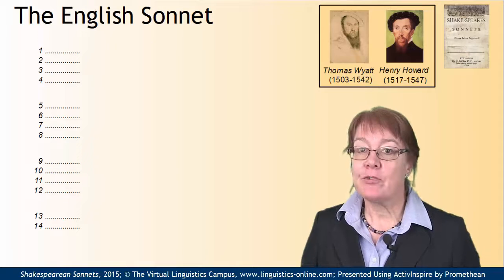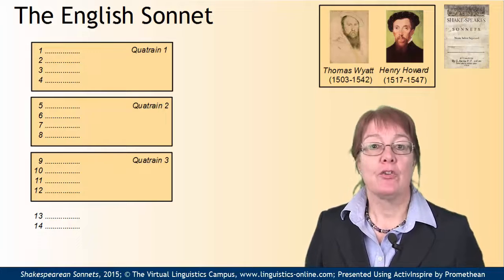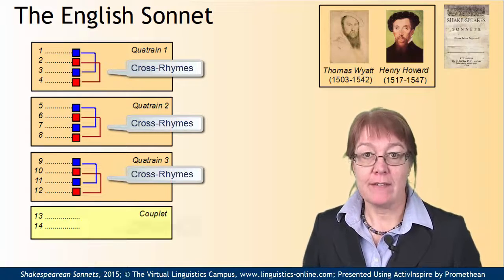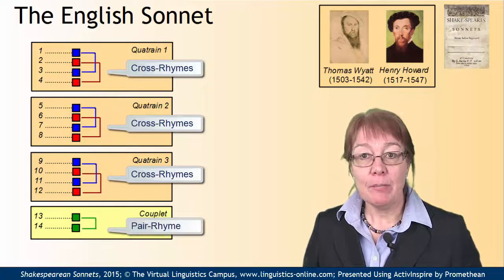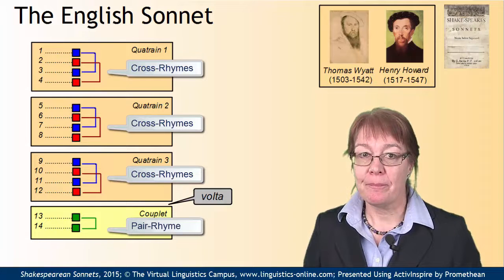The English sonnet can be structured as 3 quatrains, that is, units of 4 lines showing cross rhymes, and 1 couplet, that is, a unit of 2 lines with a pair rhyme. The couplet introduces an unexpected turn of argument, the so-called Volta.